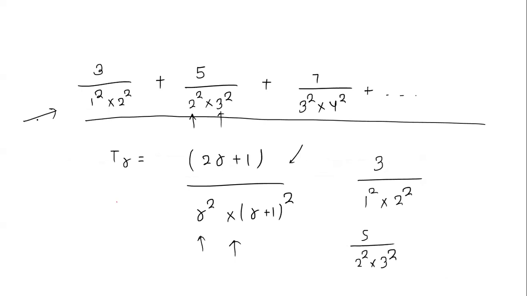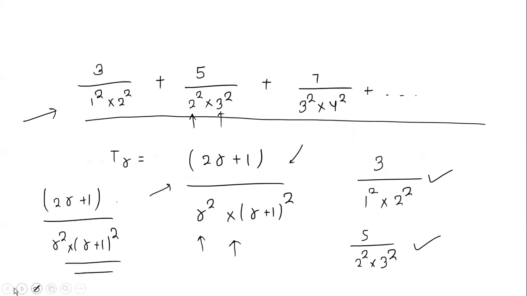So we have this thing. What is the general form of the term? If you see, 2r plus 1 divided by r square multiplied by r plus 1 whole square, and if you replace r is equal to 1 in this form, it will become 3 divided by 1 square multiplied by 2 square, which is our first term. If you replace r is equal to 2, it will become 5 divided by 2 square multiplied by 3 square. So this is the general form of the terms. So we can write t of r as the general r-th term: 2r plus 1 divided by r square multiplied by r plus 1 whole square.